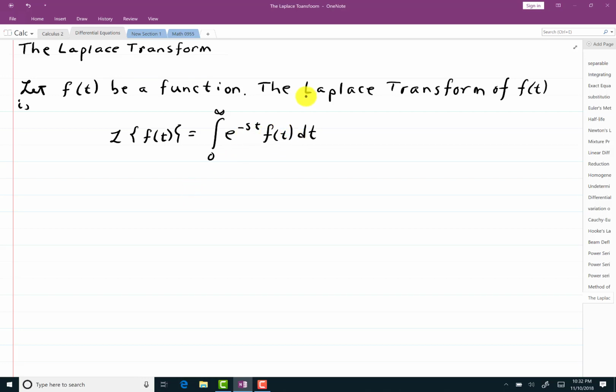We are going to spend this video evaluating the Laplace transform of various functions. So we'll start with the Laplace transform of just one.